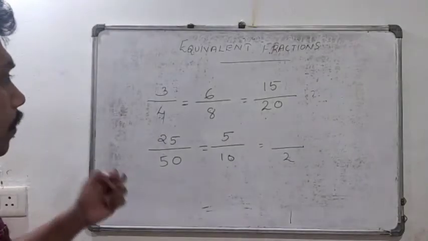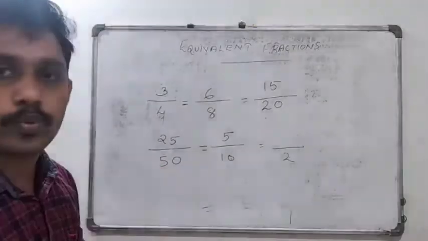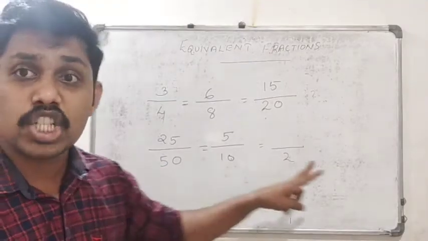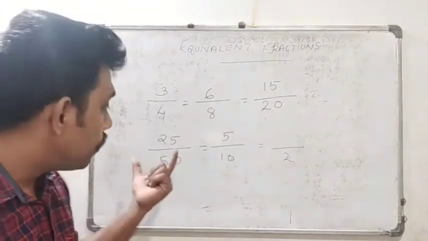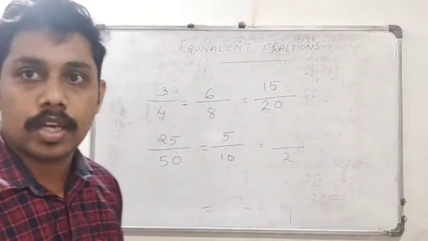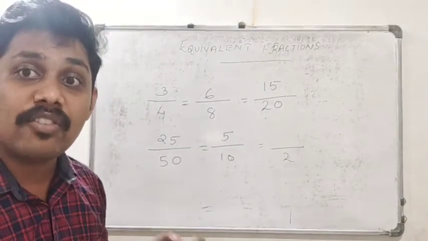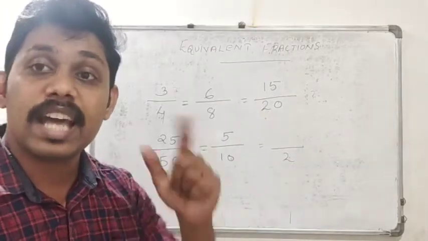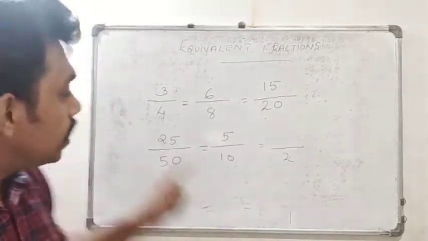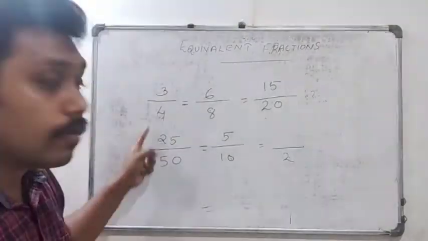Again, 50 becomes 2. Which number do we use to divide? 50 becomes 2, so here we divide 50 by 25. 50 by 25, the answer becomes 2. So we need to divide the numerator 25 by 25 as well.